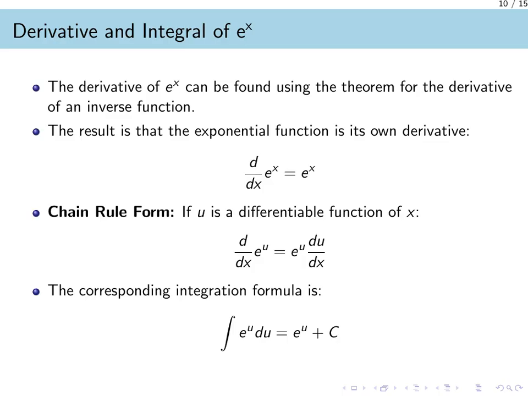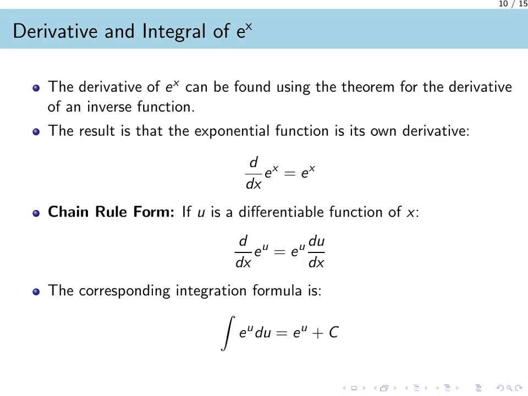Now we will see that the natural exponential function has a uniquely simple derivative. Because e to the power x is the inverse of the natural logarithm, we can use the rule for differentiating an inverse to find that its derivative is simply e to the power x itself. This means the slope of the function at any point is equal to its value. The chain rule extends this, so the derivative of e raised to a function u is e to the power u times the derivative of u.